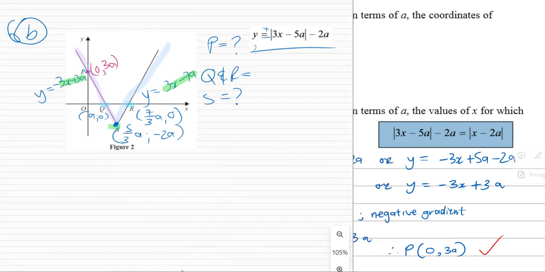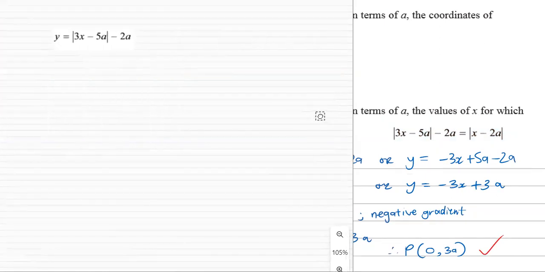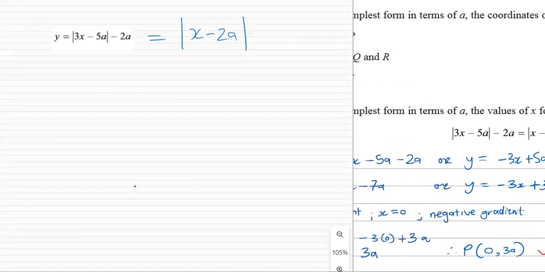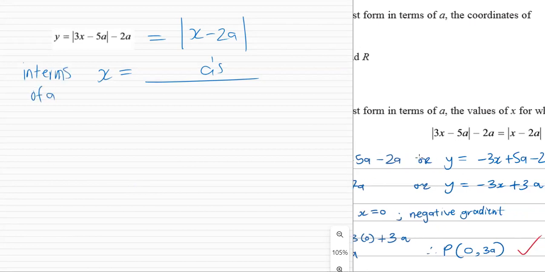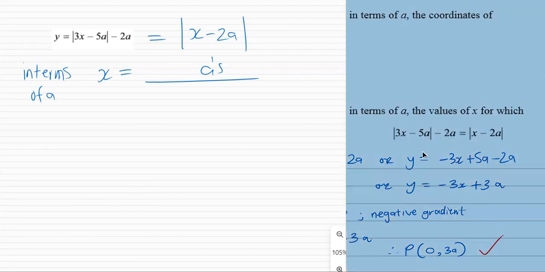So let's take a look at this. So we have this equal to x minus 2a, and find in simplest form in terms of a. So when they say in terms of a, they mean they want x on one side equal to something with a's in it on the other side. So this is in terms of a. So this is just something we need to know how to simplify.